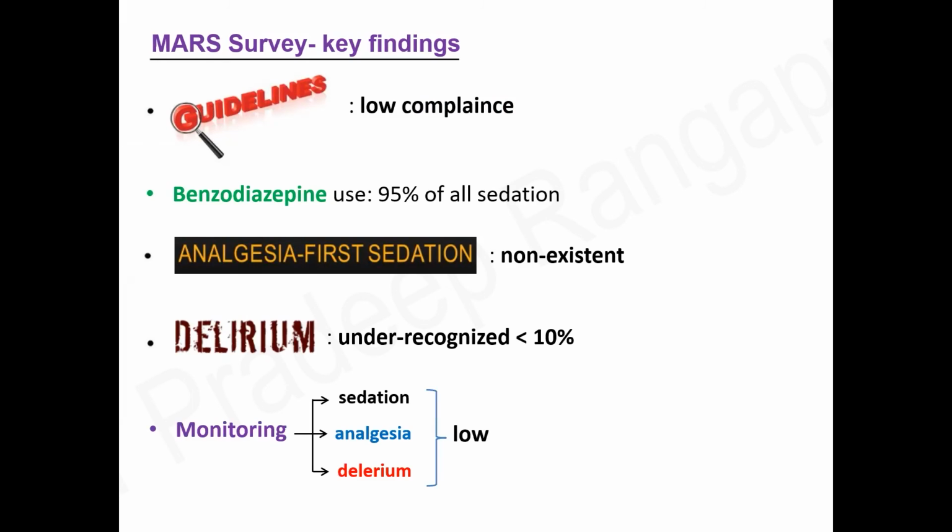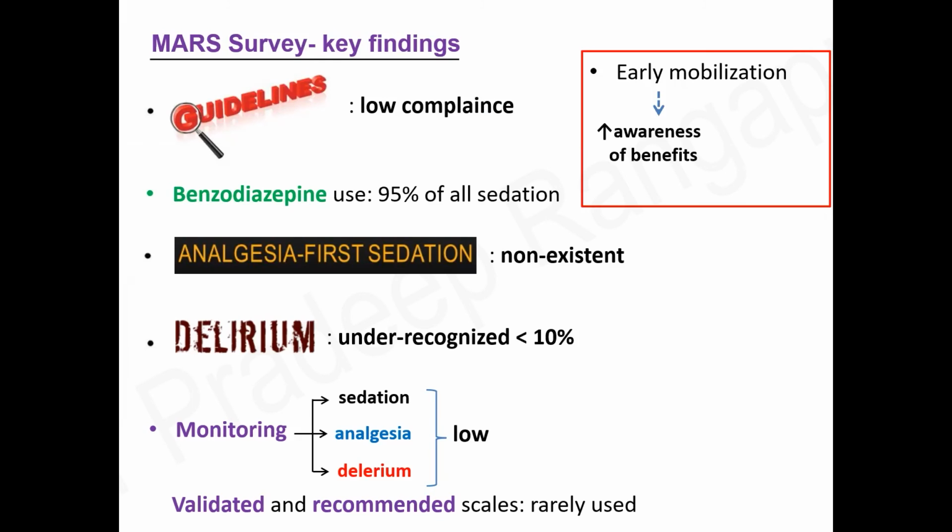That is also very important. And monitoring of sedation, analgesia, and delirium overall was found to be very low in this survey. Validated and recommended scales are rarely used, which means the RASS score or visual analog score or CPOT score, the critical care pain assessment tool. All these were rarely used, and even the CAM-ICU score. So that is something they have emphasized should be utilized more.